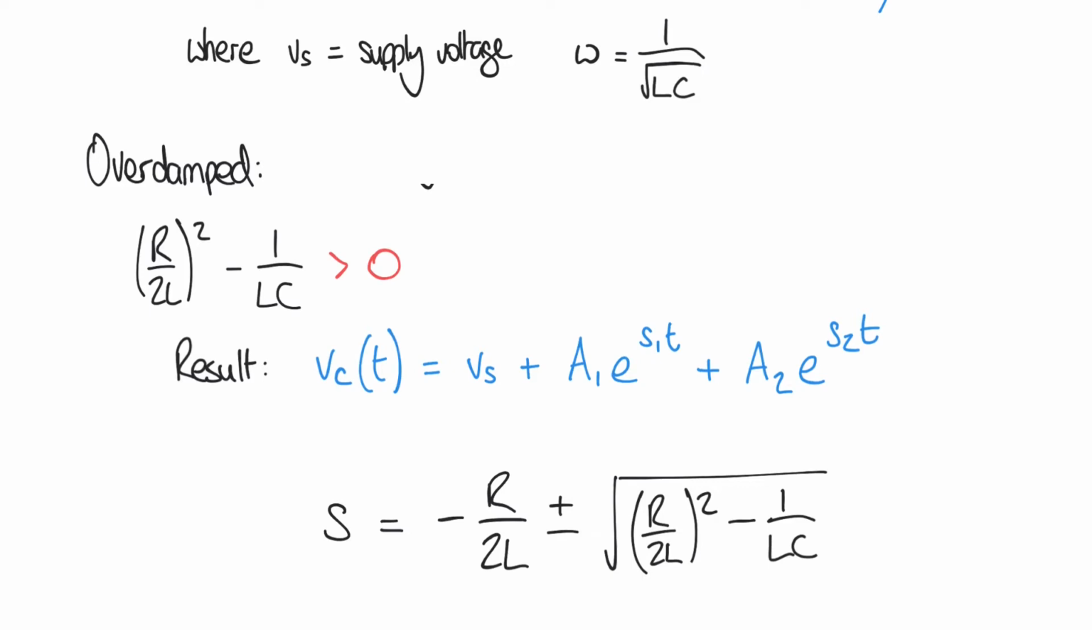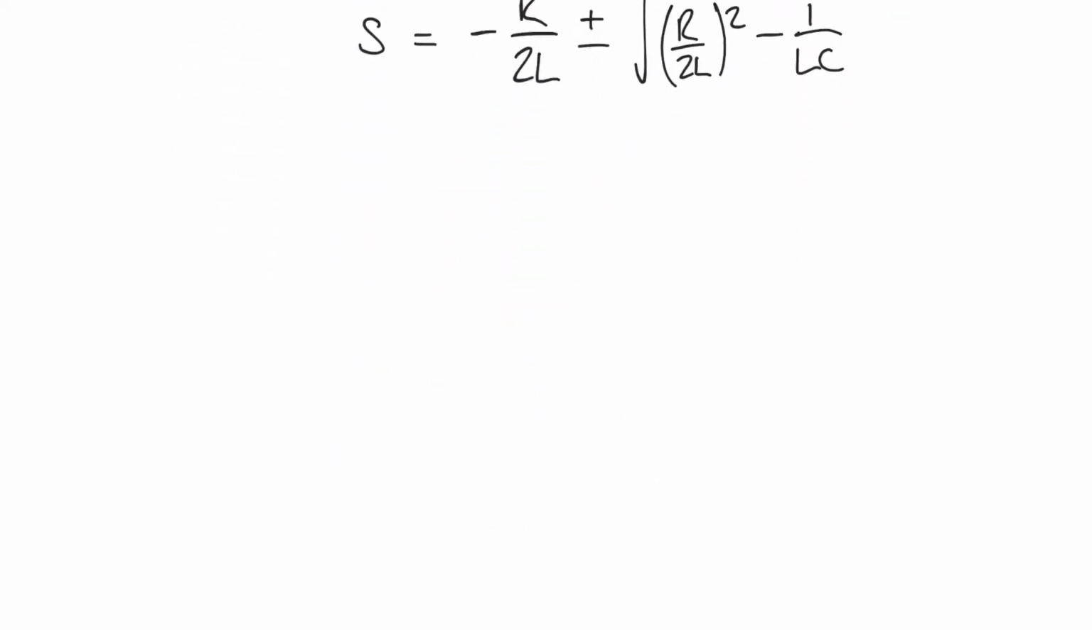Now, in this video, we're just going to look at one example. We're going to look at a critically damped example. But in our next videos, we're going to look at underdamped and overdamped examples as well. So over the course of the next 3 videos, we'll have seen an example of each.